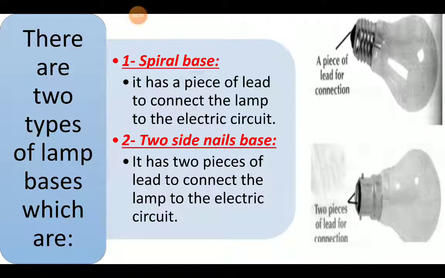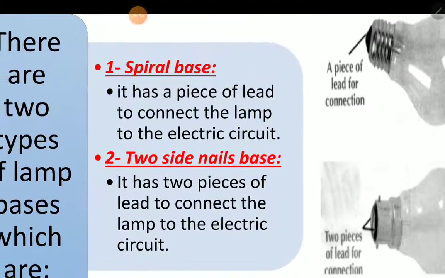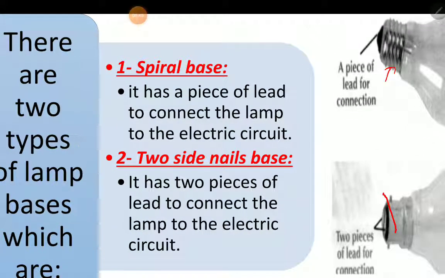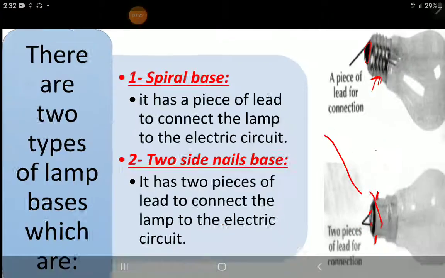There are two types of lamp bases. Number one, spiral base, as you see. Number two, two side nails base. The spiral base has one piece of lead to connect the lamp to the electric circuit, while the two side nails base has two side nails and two pieces of lead to connect the lamp to the electric circuit.